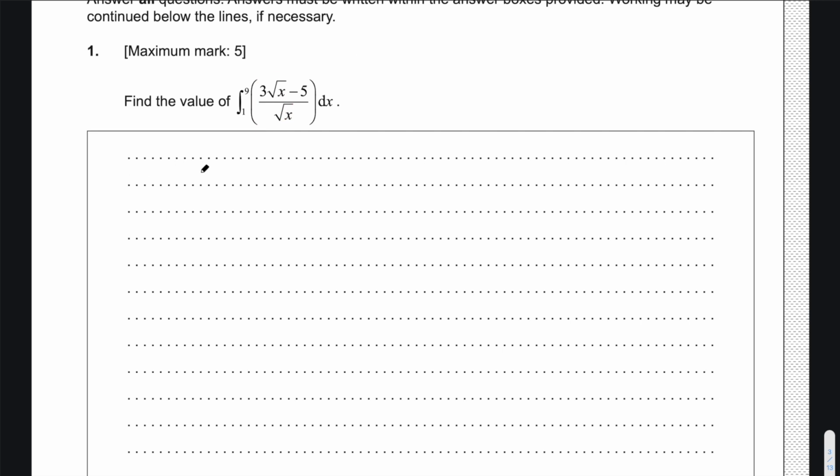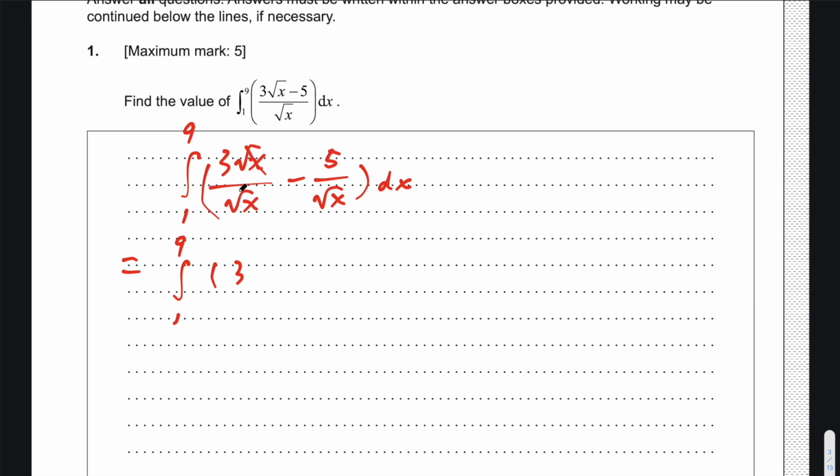I think it's a pretty straightforward one. So that's from 1 to 9. First separate the expression, minus 5 over square root of x dx. Then simplify. For the first fraction we're left with 3 because these get cancelled. The second expression, we turn into exponential form, which is better for integrating. So 5 times 1 over square root of x is x to the power of negative 1/2.